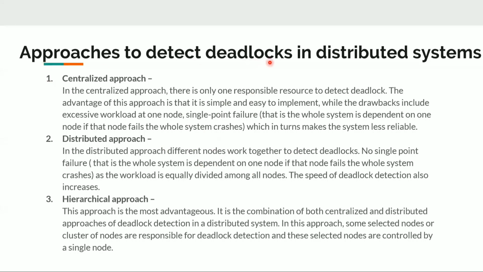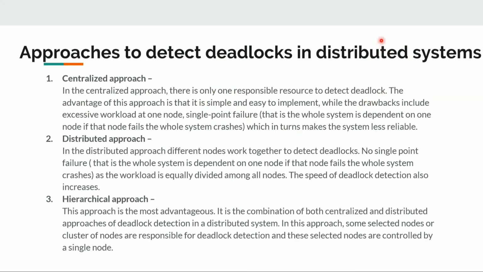So how to handle deadlocks in distributed systems? There are three major methods to handle them. The first one is the centralized approach. What the centralized approach says is there is only one responsible resource to detect deadlock. Okay, that means if you have multiple nodes, only one node is responsible to detect the deadlock.